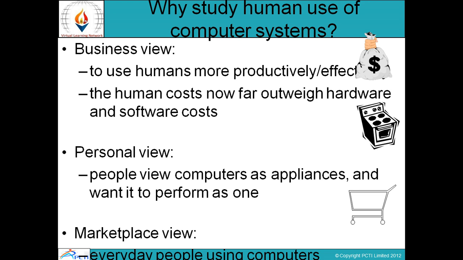The human cost now outweighs hardware and software cost. The cost involved on the human being is more as compared to that of the hardware and software cost, right? Personal view, in which people view computer as appliances and want it to perform as one. Marketplace view, everyday people using computers. So how this computer is affecting the entire work scenario is said to be the marketplace view.